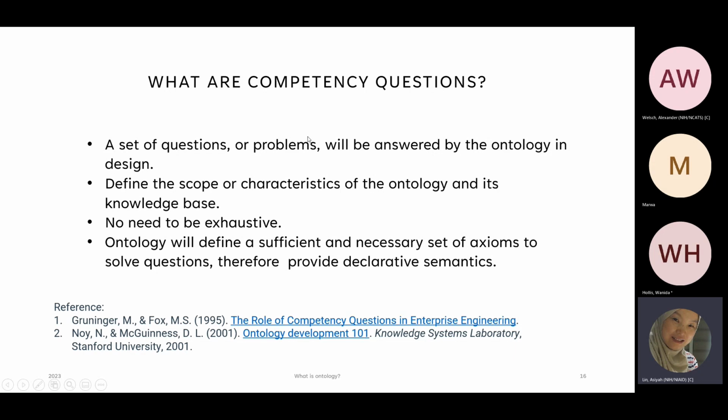Competency questions are a set of questions or problems that should be answered by the ontology being designed. This set of questions defines the scope or characteristics of the ontology and its associated knowledge base. But you don't need to be exhaustive. It is like drawing out user scenarios when designing a system. The ontology will define the sufficient and necessary set of axioms to solve these questions. Therefore, ontology provides declarative semantics.